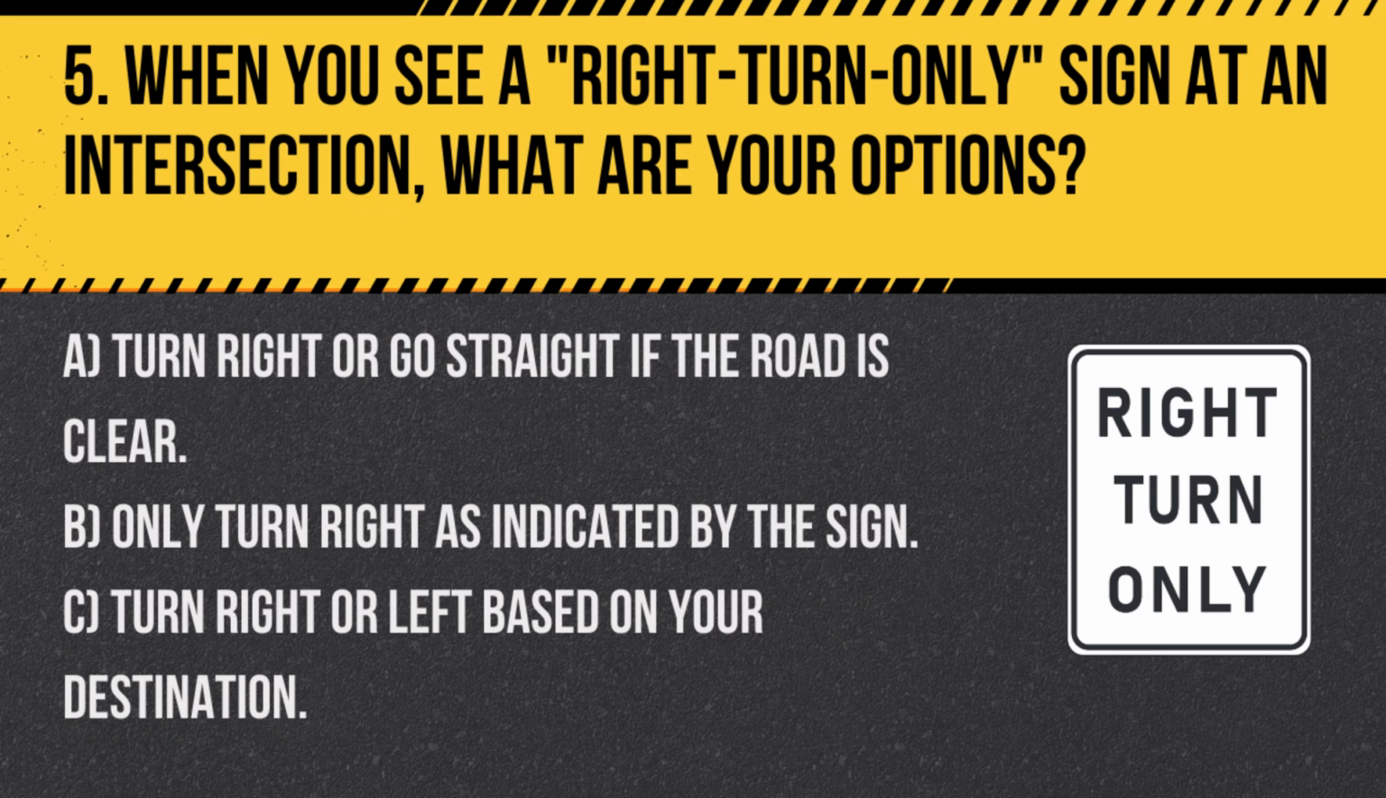Question 5. When you see a right turn only sign at an intersection, what are your options? A. Turn right or go straight if the road is clear. B. Only turn right as indicated by the sign. C. Turn right or left based on your destination.